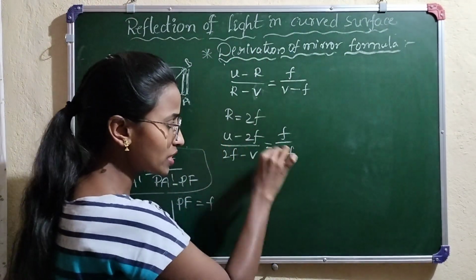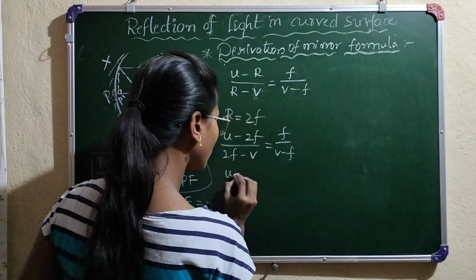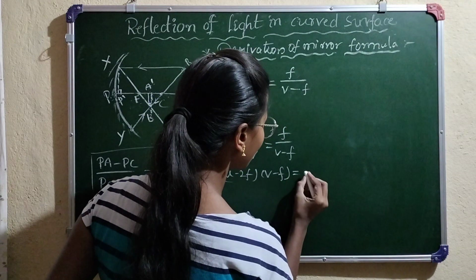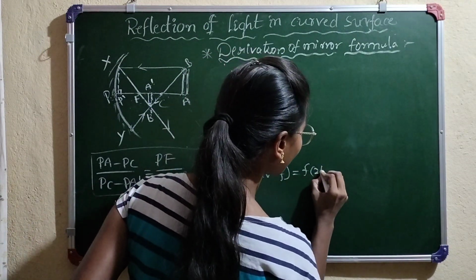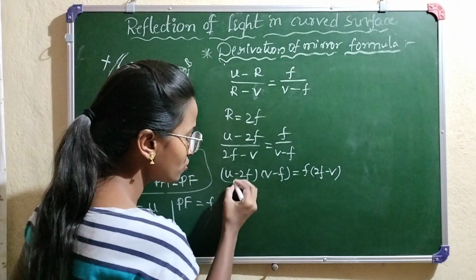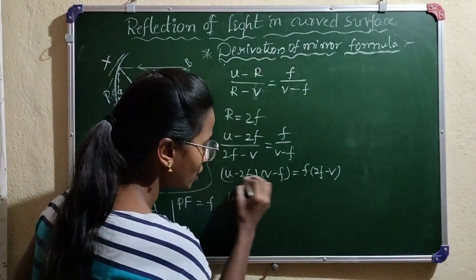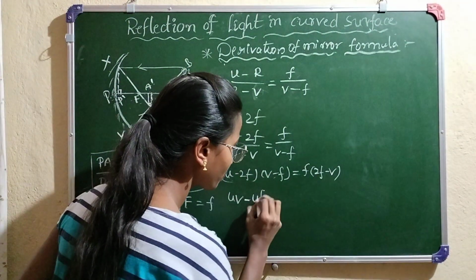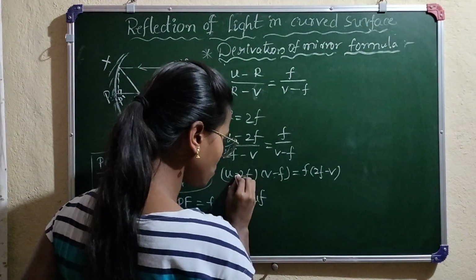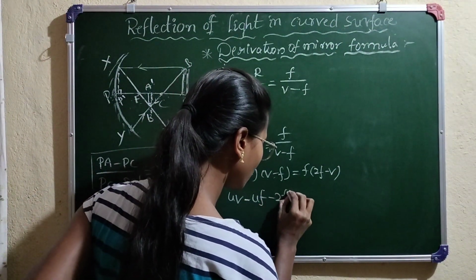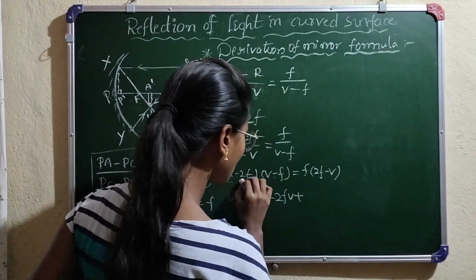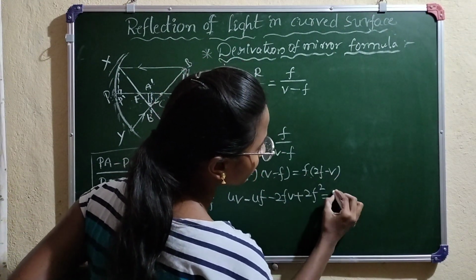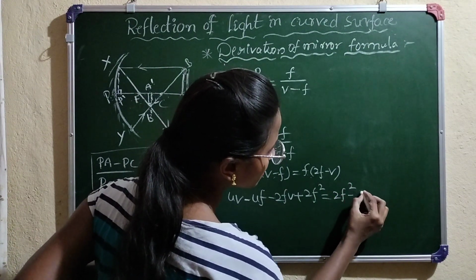So now I am just taking cross multiplication. (U minus 2F) into (V minus F) is equal to F into (2F minus V). So now U into V, UV; U into minus F, minus UF; again minus 2F into V, minus 2FV; minus into minus, plus 2F square, is equal to F into 2F, means 2F square, minus FV.